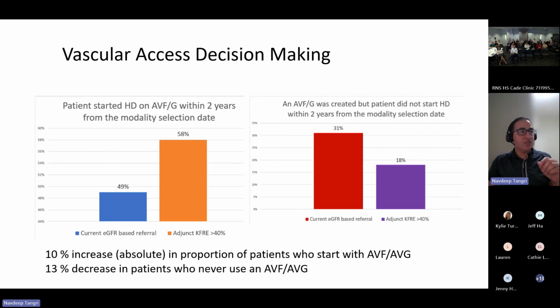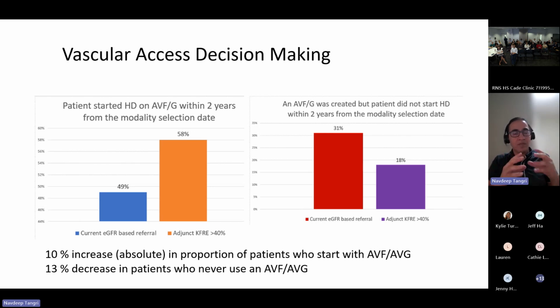More people get a fistula before dialysis, so 58%, and fewer people get a futile fistula. So 49 versus 58 for eGFR and 31 versus 58 for eGFR. So not only do you get more appropriate fistulas, you get fewer inappropriate fistulas. So for these late-stage decisions, the KFRE can be really quite helpful in guiding that piece of nephrology care. So how do you implement it?